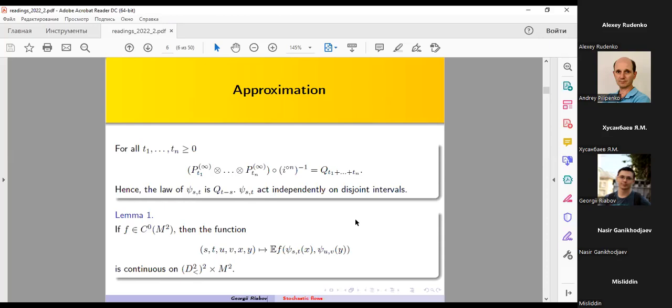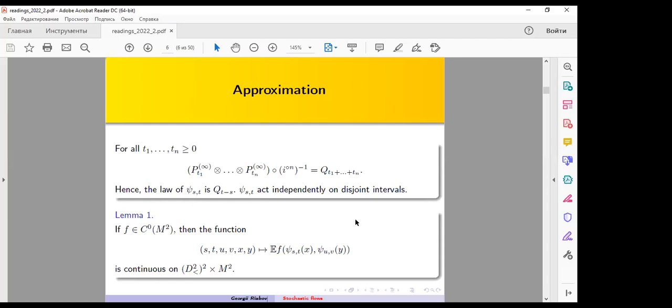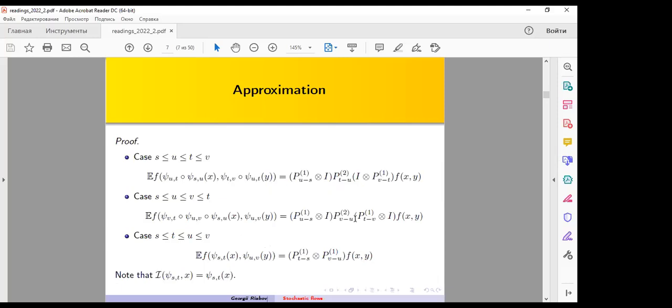Now, if we look at a function f which is continuous on M squared and vanishes at infinity, then the expectation of f when we substitute psi into f is continuous in all variables s, t, u, v, x, and y. So here s less than t, u less than v, x, y belongs to M. And now s, t, u, v are dyadic numbers. This follows from the Feller property of transition functions. We can just consider three cases.